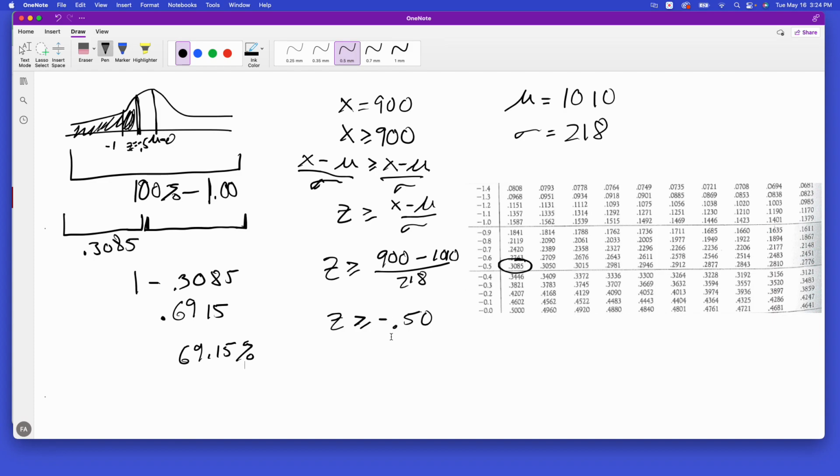I'll work another example in another video. But then we take that value, 0.3085, and since we want greater than that, and what that gives us is the amount below, or less than that, we just do 1 minus that to find out how much is above that. So this region up here is 69.15%. This region to the left is 30.85% of the population.